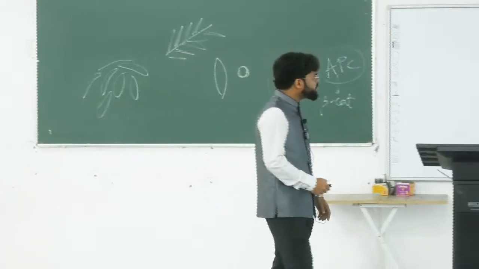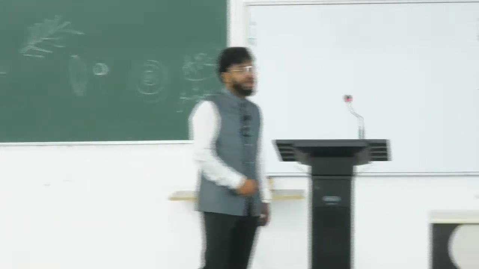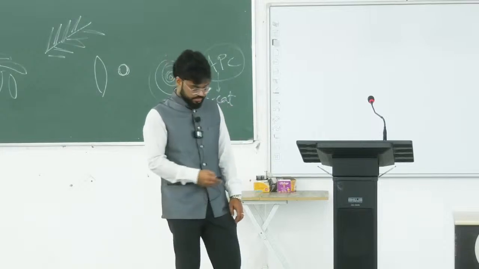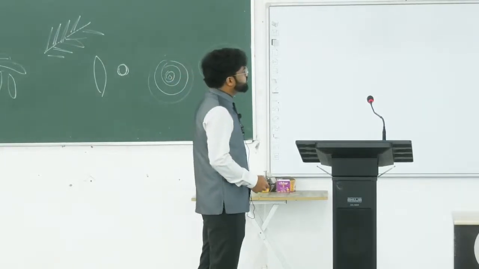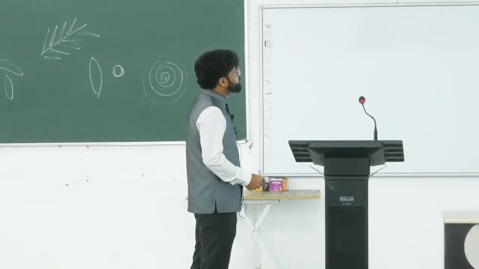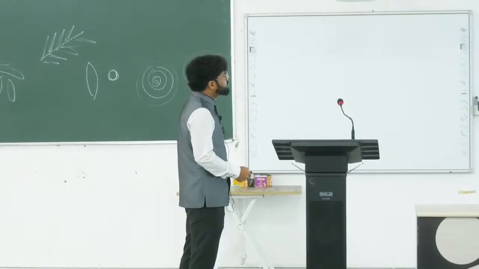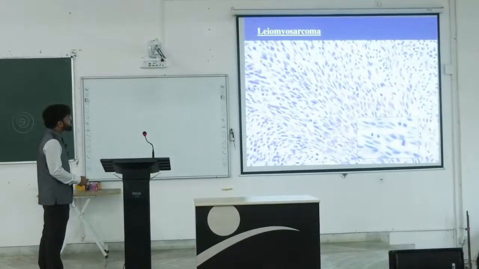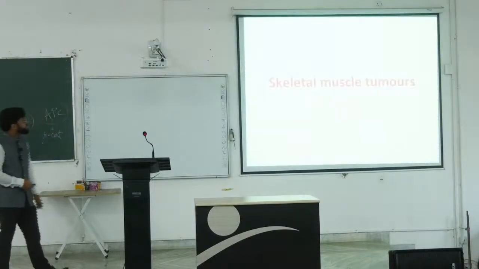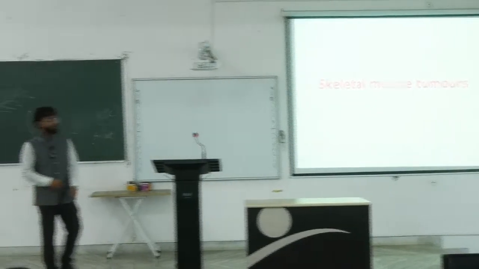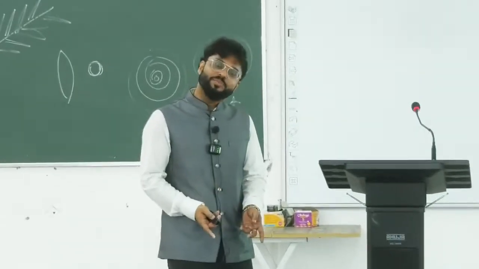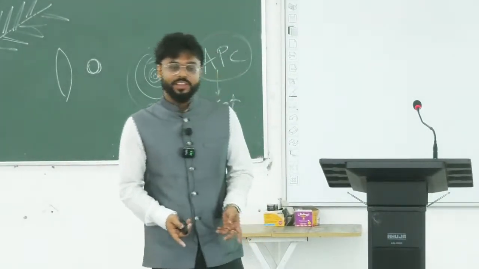Okay, usually seen in the extremities and it originates from the blood vessels of extremities. See, the cells are cigar shaped, atypical mitotic figure is there, and the cells are present in fascicles. Skeletal muscle tumor, yes, it looks just like that, seriously just like that.